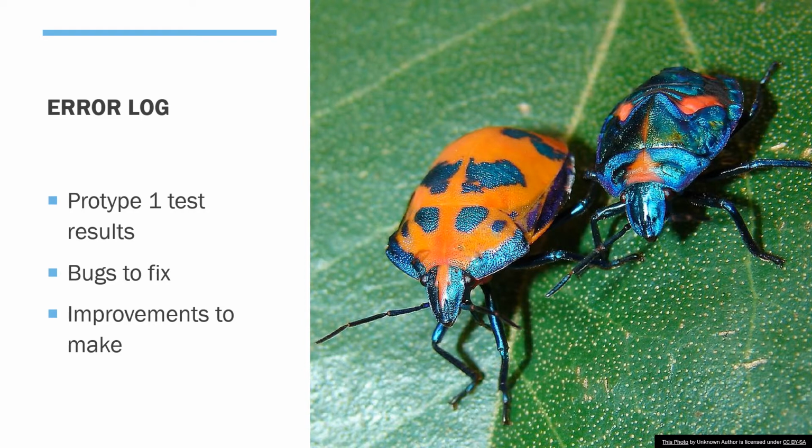At the end of your prototype 1 testing, you should have some kind of error log or suggestions for improvements, or it may be that you found bugs in your program that you want to fix. This will form the basis as you go forward into prototype 2.